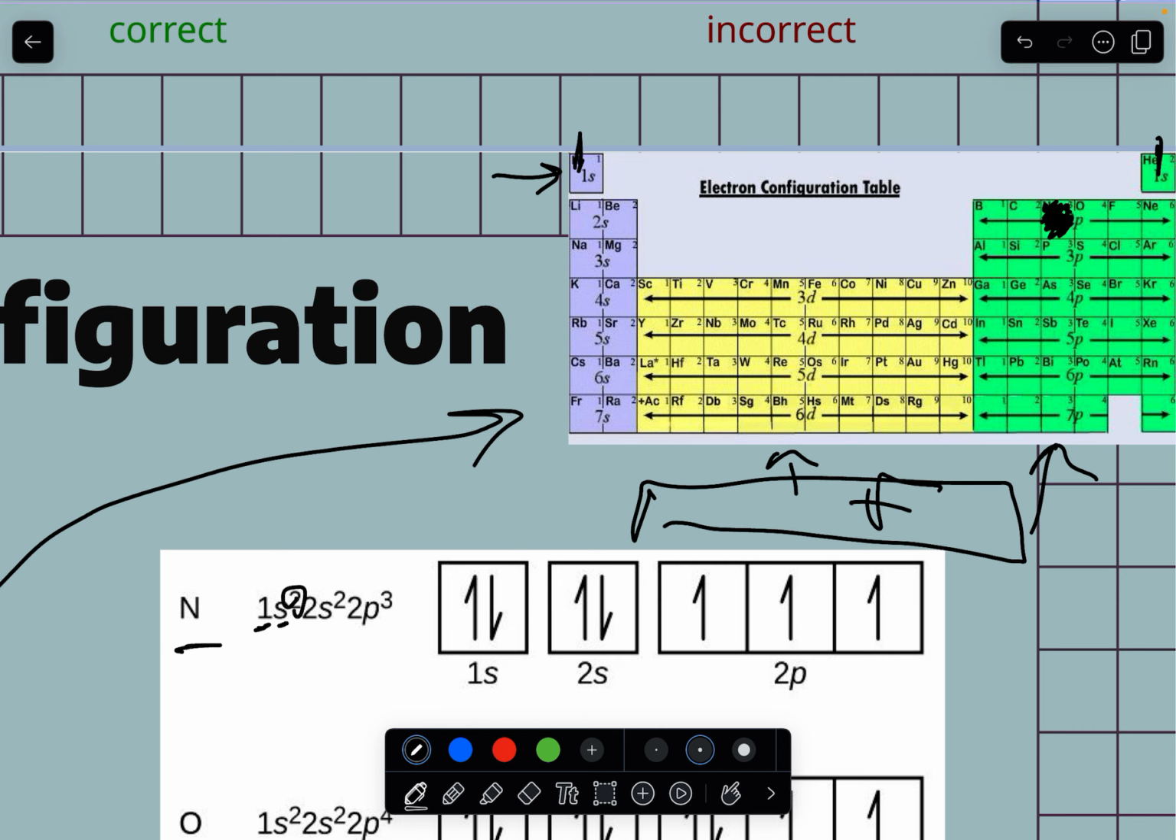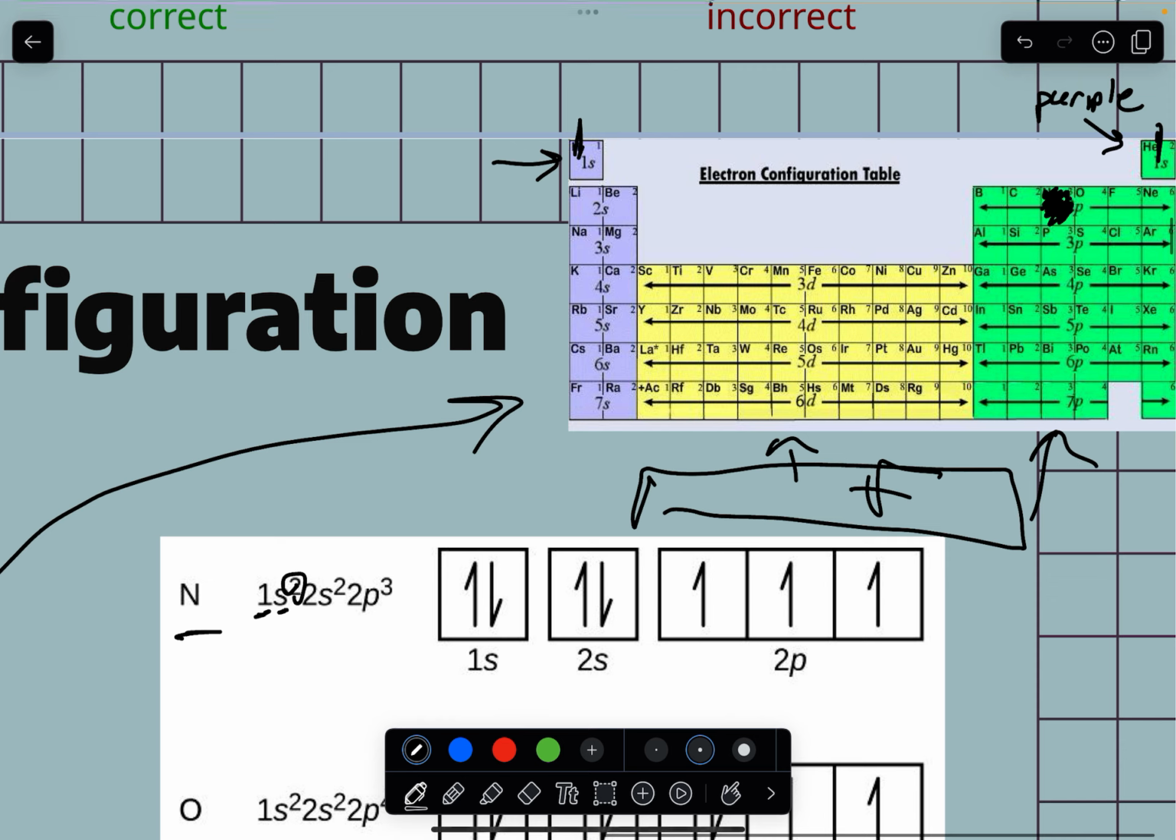A little note here: the helium is a green box. This should actually be a purple box. It's part of the S region. Okay, the second one, we have 2s2, because we're in the second row. We're still in the purple, we're still in the S, and we go 2 boxes again.